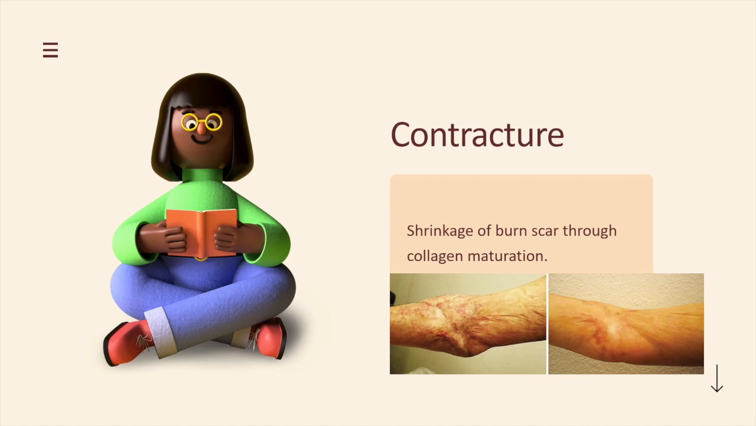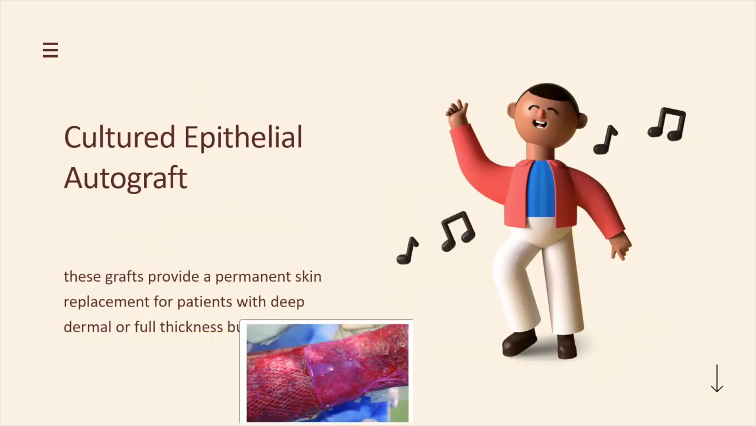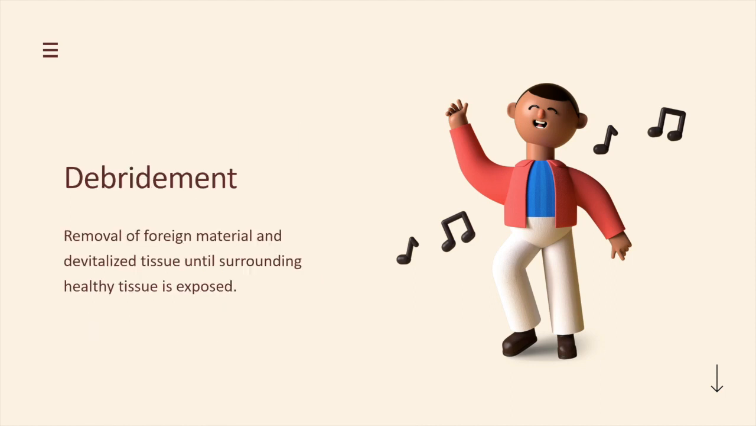Contracture. Shrinkage of burn scar through collagen maturation. The skin becomes scarred and non-elastic, which limits the range of movement of the affected area. Cultured epithelial autograft. So these grafts provide a permanent skin replacement for patients with deep dermal or full-thickness burns. Debridement. Removal of a foreign material and devitalized tissue until surrounding healthy tissue is exposed.